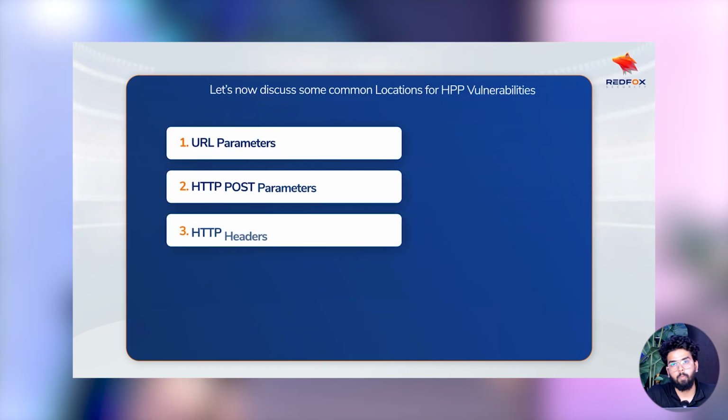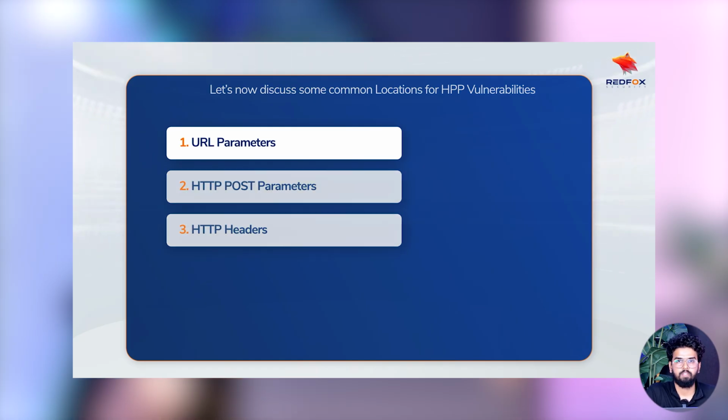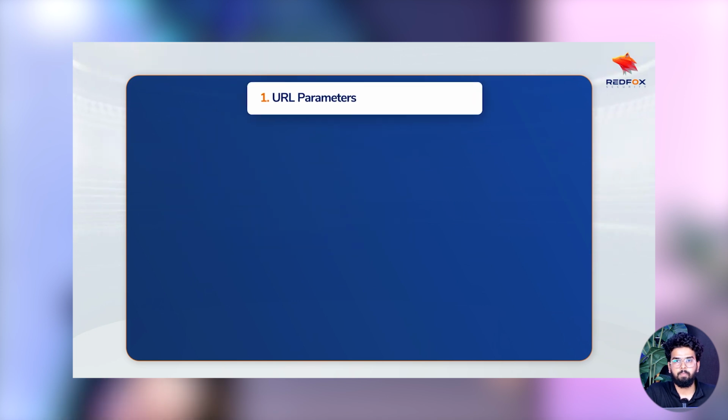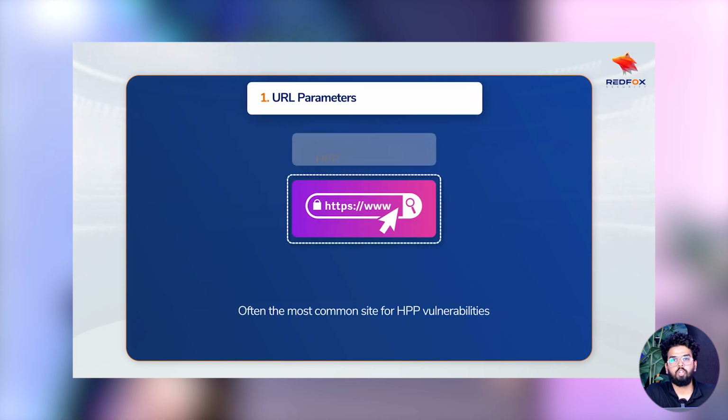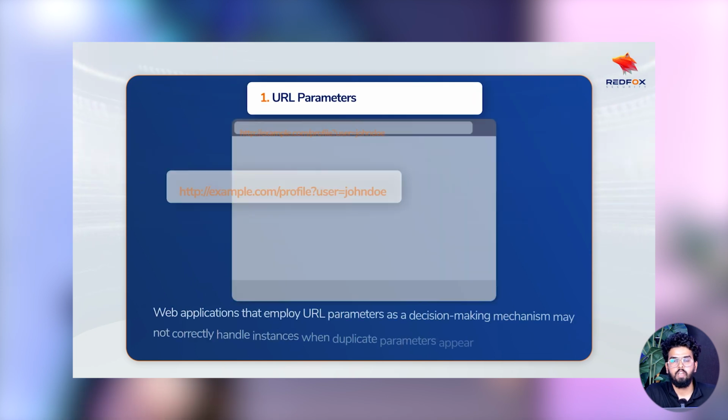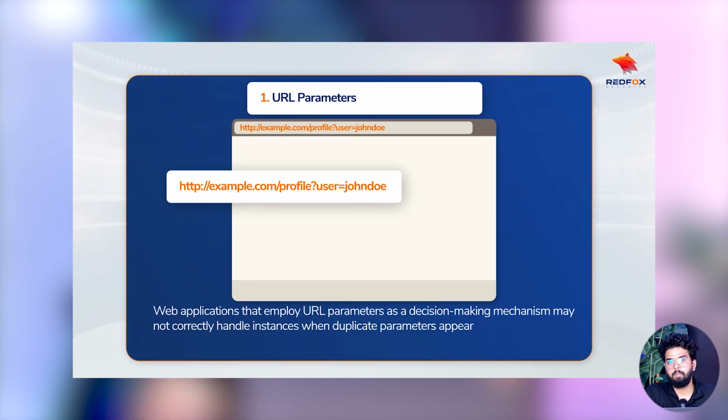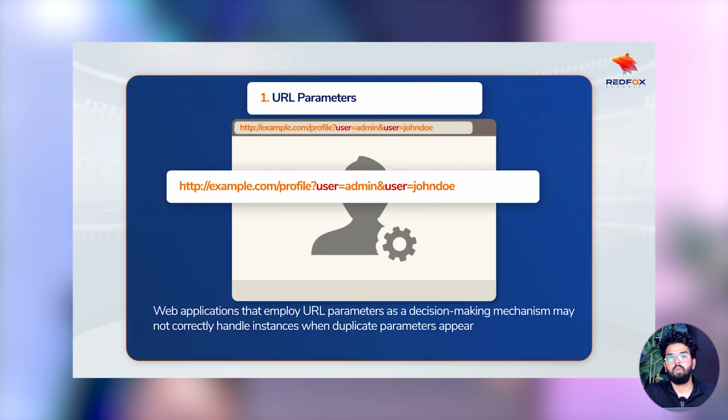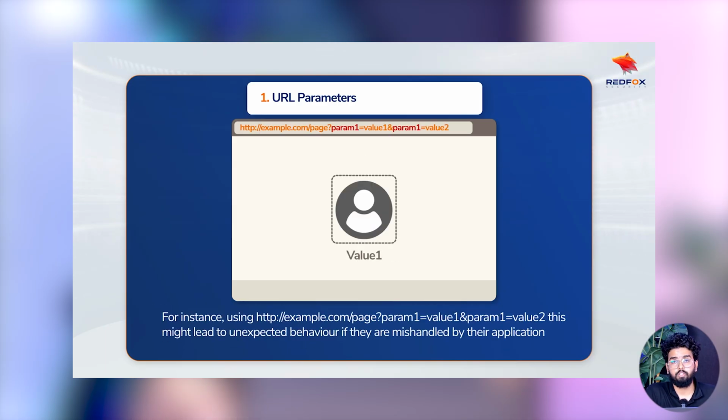Let's now discuss some common locations for HTTP vulnerabilities. First one being URL parameters, second one being HTTP post parameters, third one being HTTP headers. First one, URL parameters. Often the most common site for HTTP vulnerabilities, web applications that employ URL parameters as a decision-making mechanism may not correctly handle instances where duplicate parameters appear. For instance, using the following URL as shown on the screen, this might lead to unexpected behavior if they are mishandled by the web application.